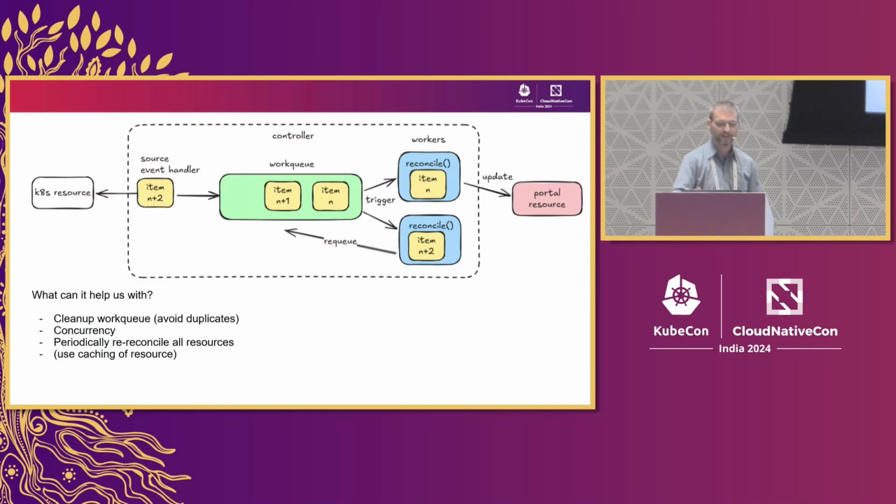Also, it will periodically reconcile all the resources, just in case it gets out of state somewhere, so it's like a fail-safe. It will also reconcile all resources at startup. And finally, many of these controllers have a caching of resources just to make it fast, so it doesn't need to interact so much with the Kubernetes API. On the right side, we see there's a portal resource. So that's the final thing. That's what the reconciliation loop does. It interacts with the portal and updates the actual resource.